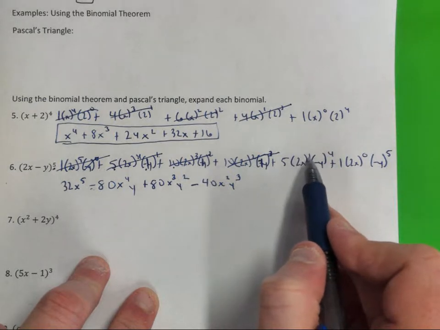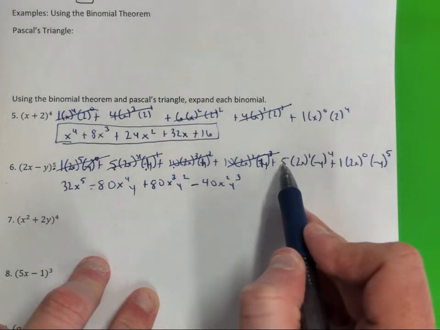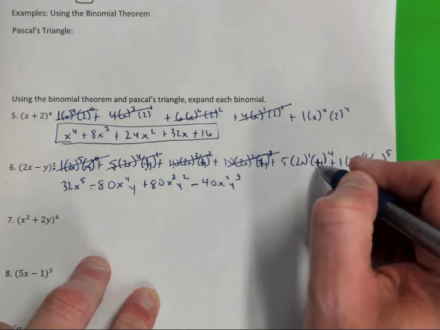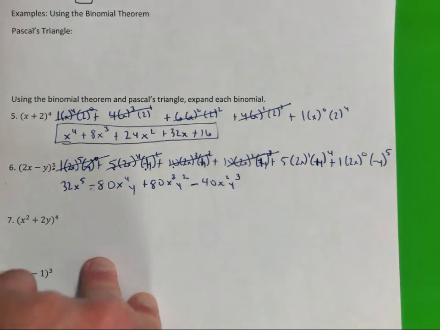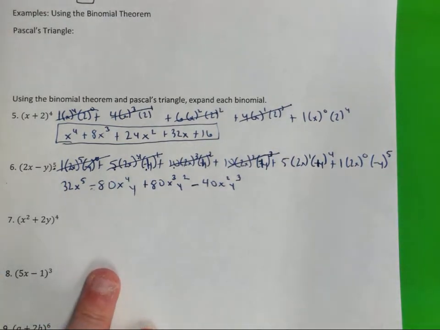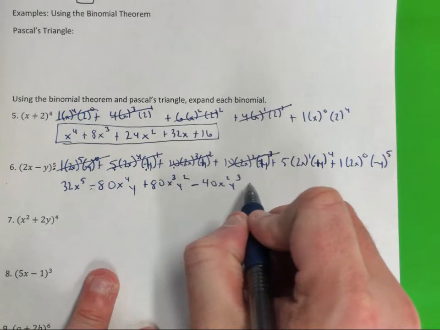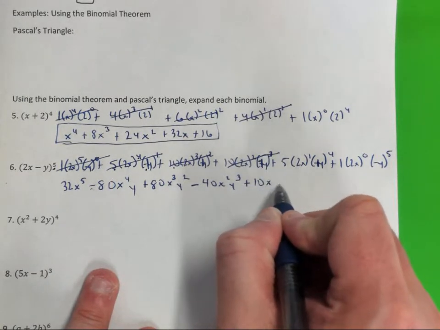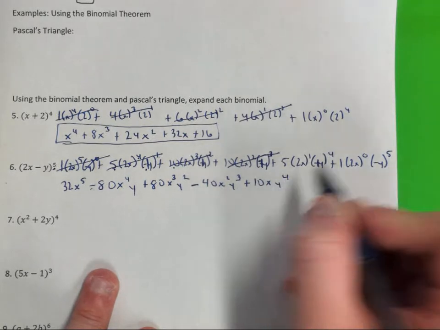Alright, that's 2 to the first. What's 2 times 5? 10. There's a negative 1 right here, negative 1 raised to the 4th. Would that be positive 1 or negative 1? Positive. So now I've got 10 times positive 1. Would I put plus 10 or minus 10 here? Plus 10. X to the first is x. Y to the 4th.